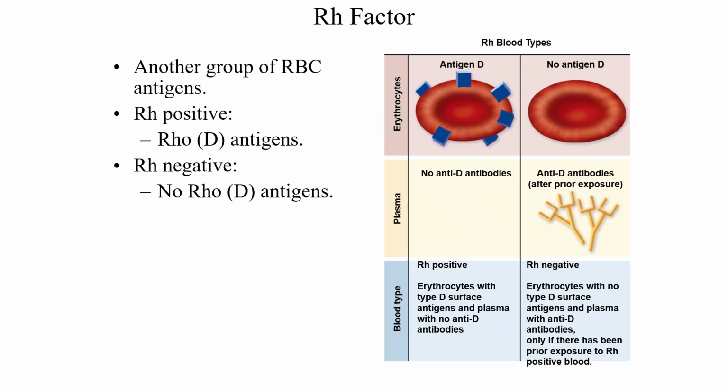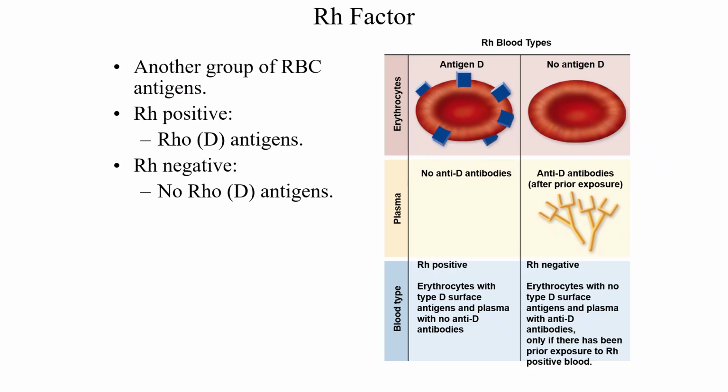All right, so another group of antigens that could be found on the red blood cell that we use for blood typing is called the Rh factor, or as you see on the screen, it is referred to as antigen D, okay? So the Rh factor and antigen D are the same thing. Please make that note in your notes, all right? If you are Rh positive, then you have the D antigen. If you are Rh negative, then you do not have the D antigen, okay?